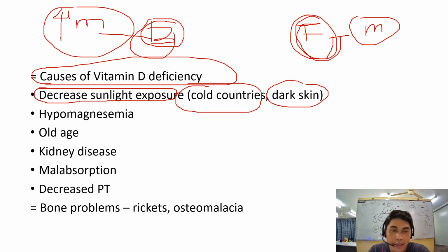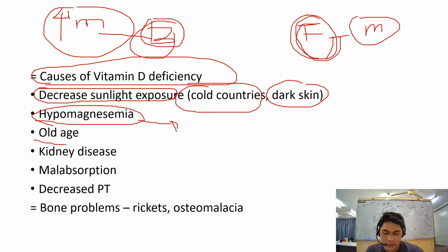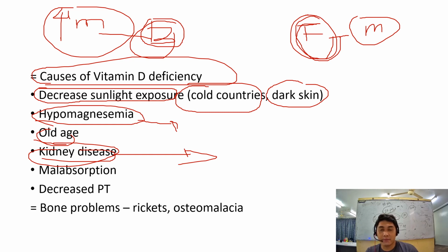Okay. Next, hypomagnesemia. Okay, so remember, magnesium is an important cofactor. So it activates a lot of enzymes, including the enzyme needed in the conversion of inactive form of vitamin D to active form. Okay. Next, old age and kidney disease. Because if you're old, you're prone to kidney disease, and if you have kidney disease, there's less formation of active form of vitamin D because kidney is important in the formation of active form of vitamin D. Another, if there's malabsorption and decreased PTH, this is decreased PTH.